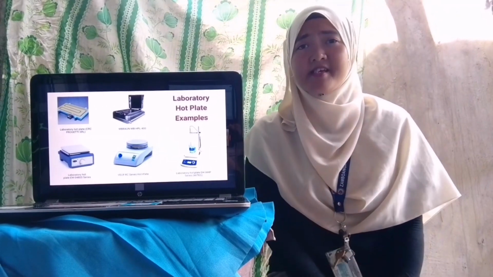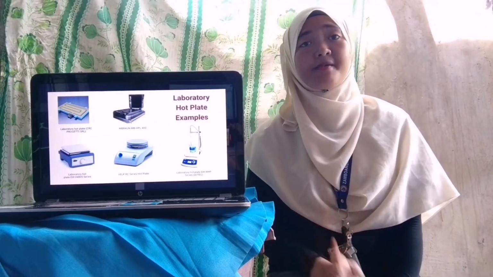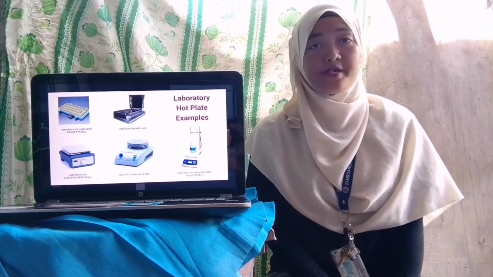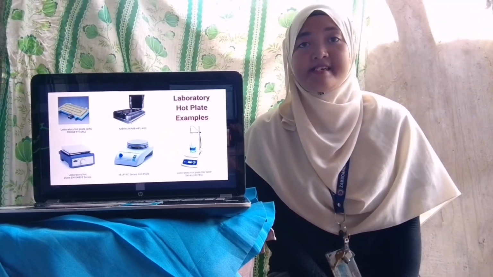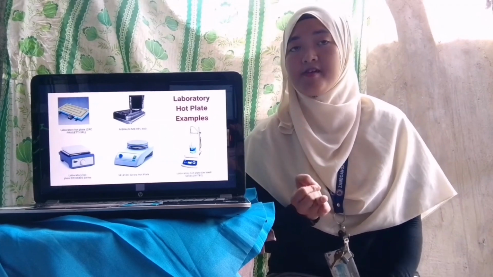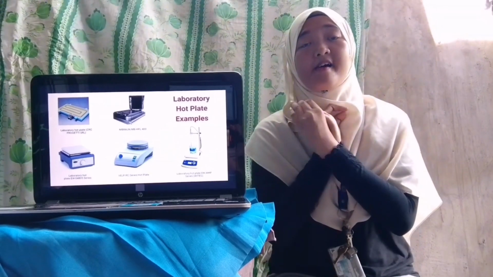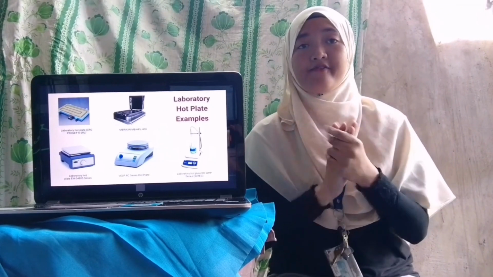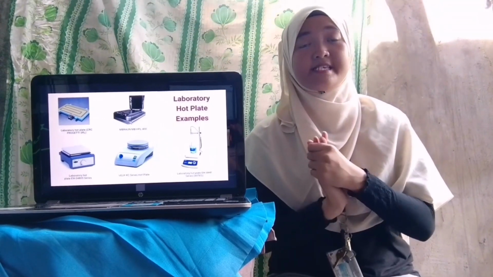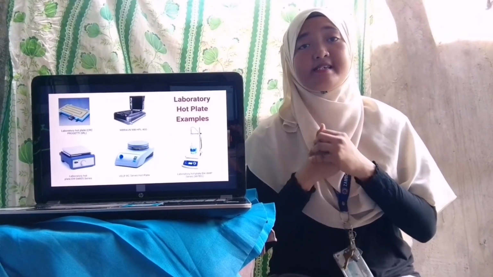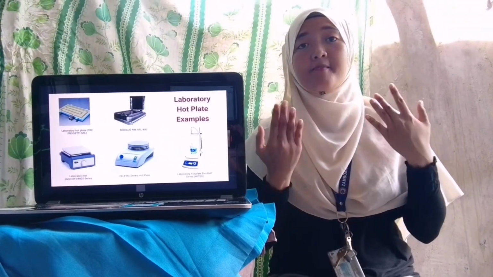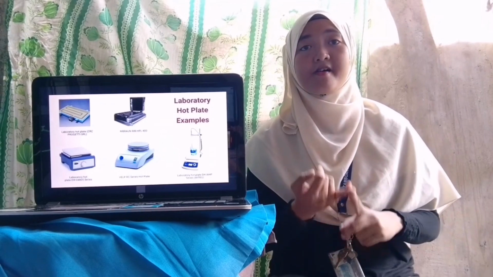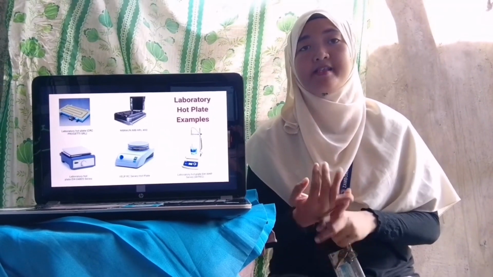Let's go to the advantages of hot plates. Number one, hot plates are relatively affordable. Two, hot plates are conveniently portable. Third, they enable several vital laboratory processes. Fourth, they are quite simple to use. And last, since they don't employ any movable mechanical parts, hot plate stirrers are less susceptible to wear and tear.